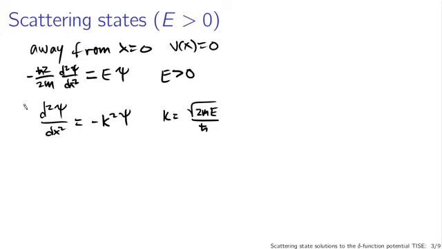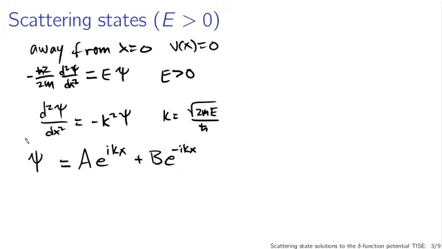Looking at this ordinary differential equation, we can write down the solution. And the solution is, let's say psi is equal to A e to the i kx plus B e to the minus i kx. When we take the second derivative of this exponential, we'll bring down an ik quantity squared, which will give us a minus k squared.